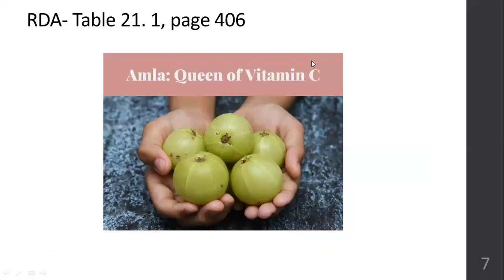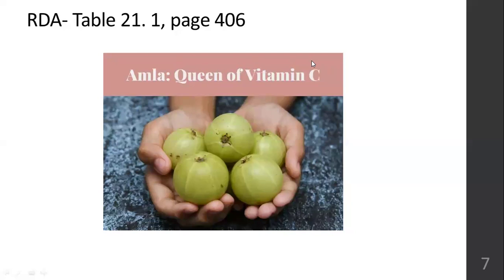Sources of vitamin C in India: Indian gooseberries. Amla is called the queen of vitamin C. The vitamin C concentration in one amla is around 252 mg per 100 gram.